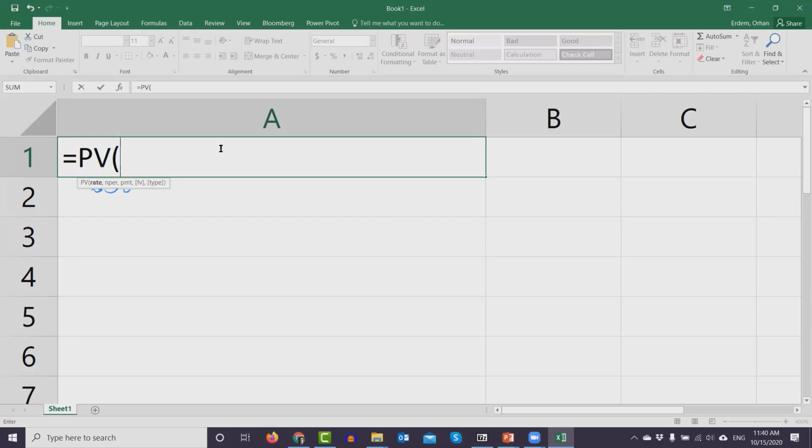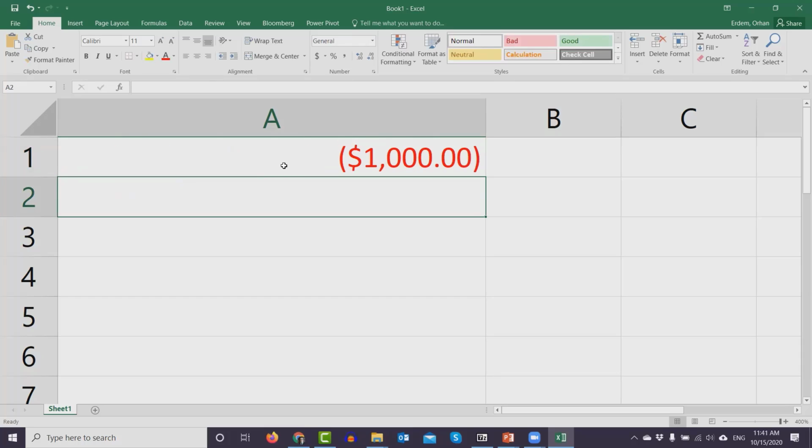Okay, so let's write them one by one. The interest rate is 10%, comma, number of periods. So it's a 10-year bond. And the PMT is the periodic payments in this question. So we have $100 of periodic payment. These are the coupons. And the last one is future value, which is the payment the holder of the bond will receive at the end. It's $1,000. When you write everything, you should close the parentheses. When you hit enter, you will get $1,000.